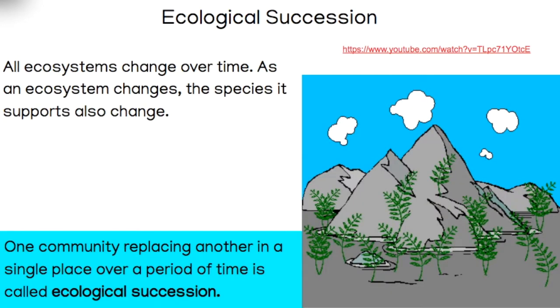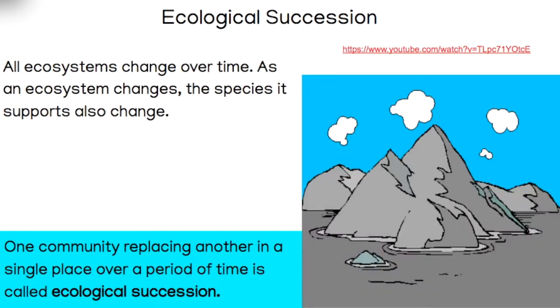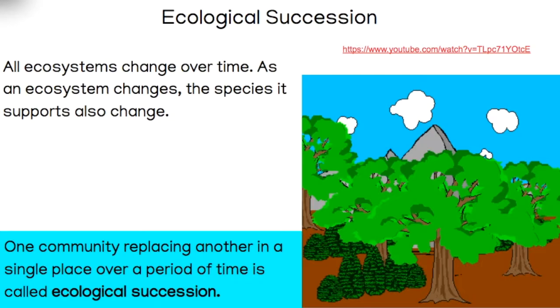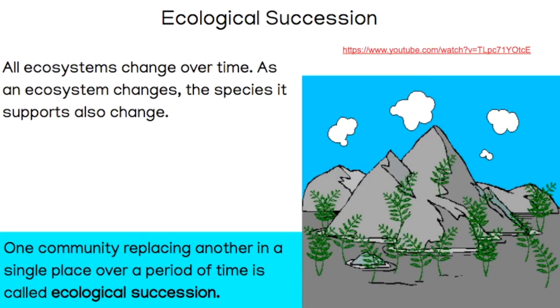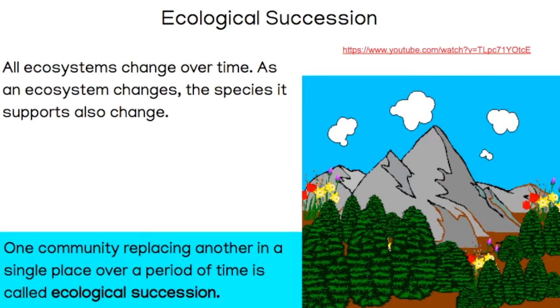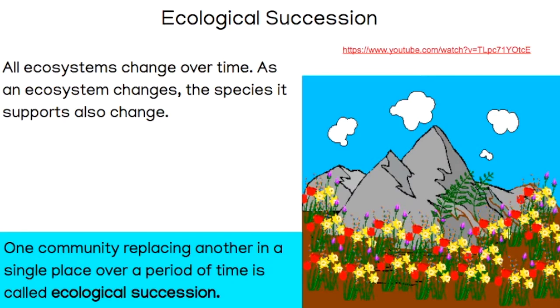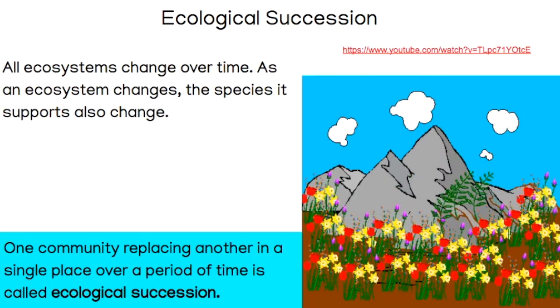Hi everyone, so here's where we left off in the last video version of the lesson. So this is Digi Workbook 8, and we're going to keep going with ecological succession. All ecosystems change over time, and as an ecosystem changes, the species it supports can also change. One community replacing another in a single place over a long period of time is called ecological succession.